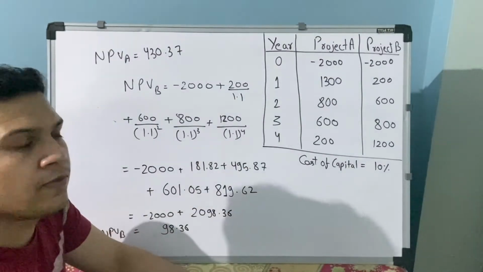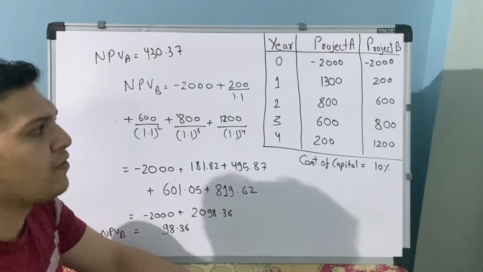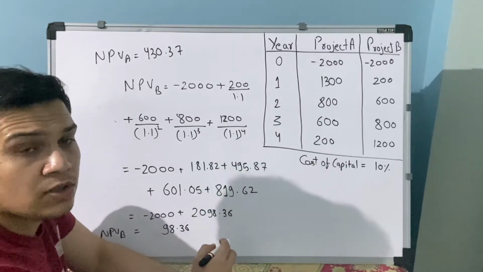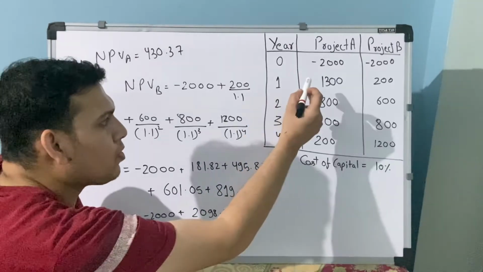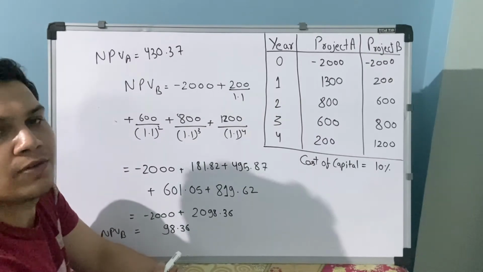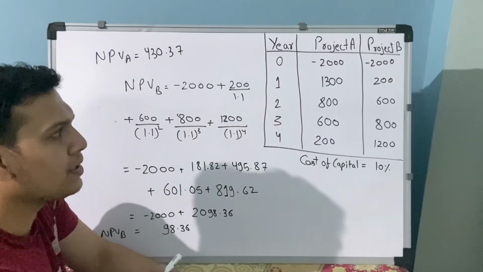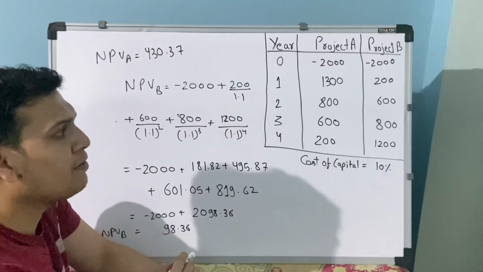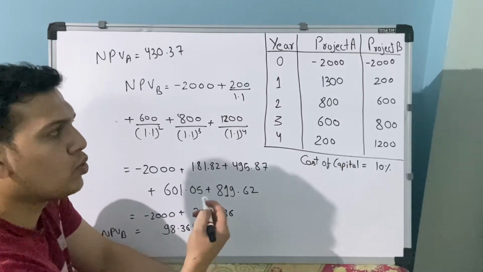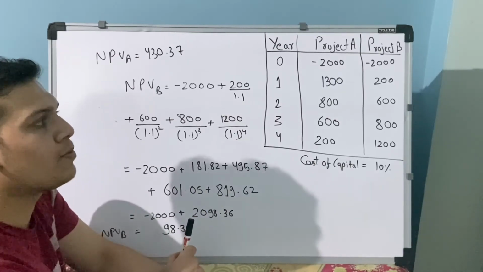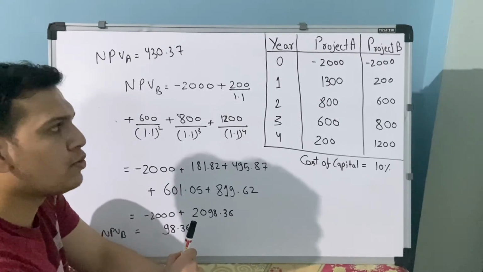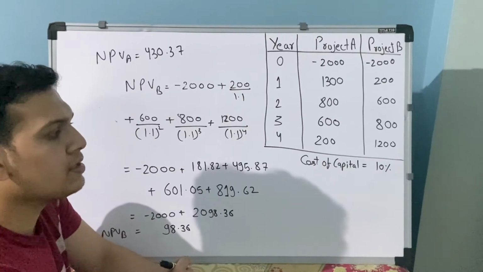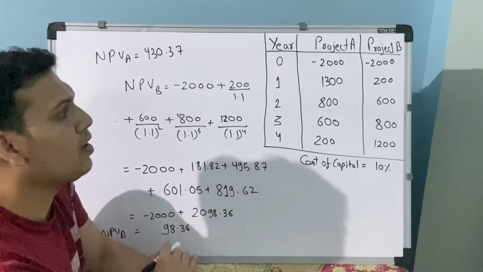Also here we will look at a case. We have two projects, project A and project B, and we have cash inflows and cash outflows of both projects. Both projects have a cash outflow of 2000 in year 0, and then for the 4 years they are going to have some inflows. Now we will use the NPV method to calculate the net present value of both projects, so that we can decide which project we should go for. Here we have a cost of capital of 10%. This is the discount rate which we are going to use in this capital project.